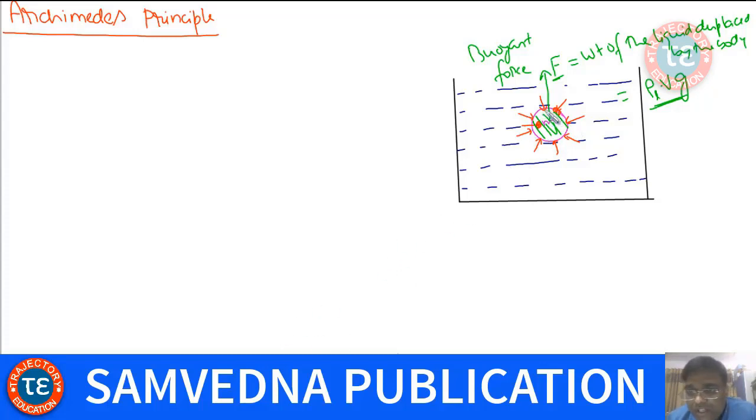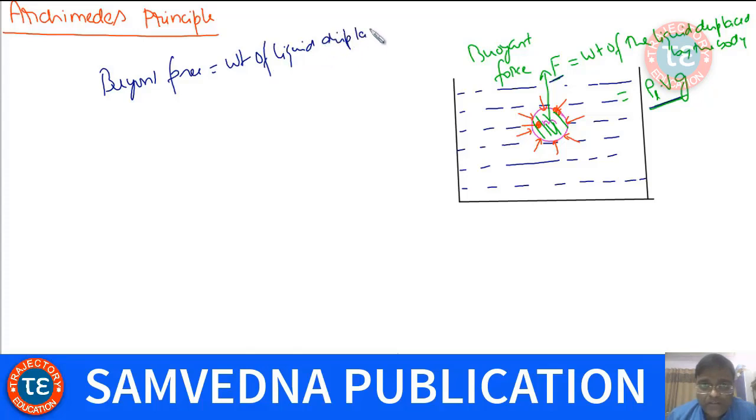In order to prove that the net force acting on this body from the surrounding fluid is equal to rho L V g, that is equal to the weight of the liquid displaced by this body in the liquid, we have to prove that buoyant force is equal to weight of liquid displaced. So let's do one thing. Let's replace this body with the same liquid.